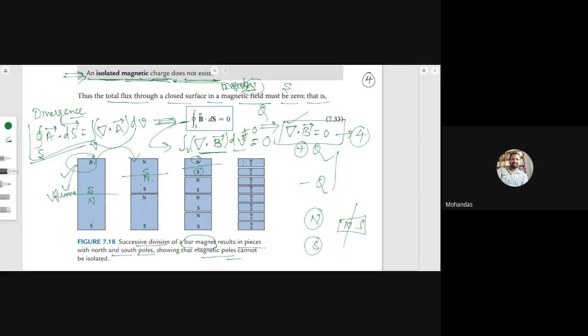If you take a magnetic field, isolation of that magnetic charge does not exist. You cannot separate north and south pole, even if it is a permanent magnet or an electromagnet. So that is called del dot B equal to 0.